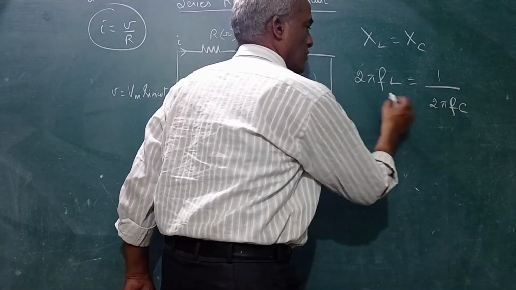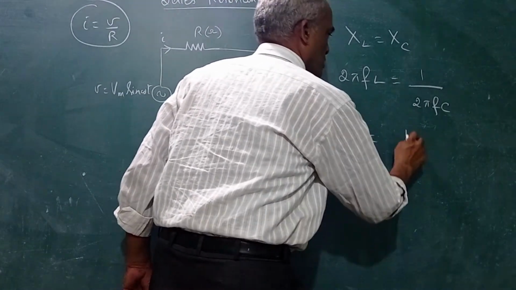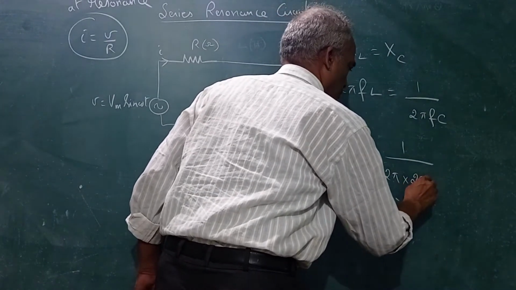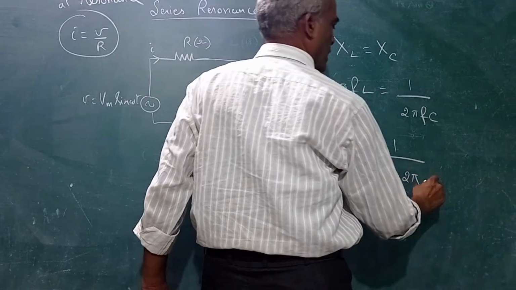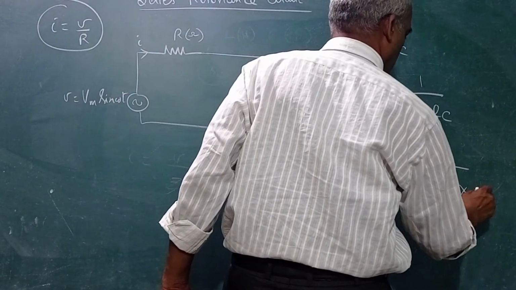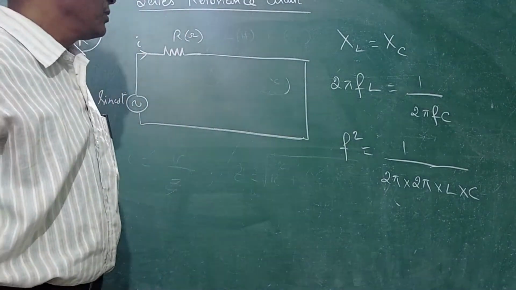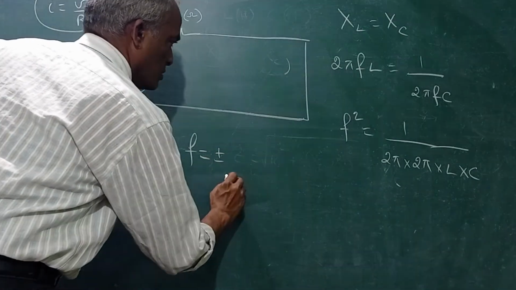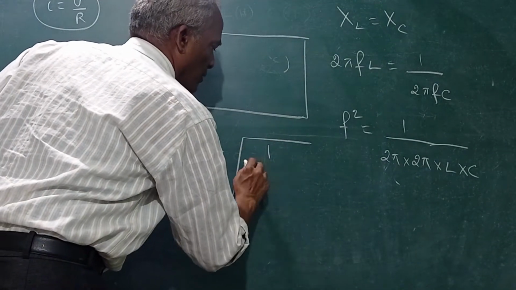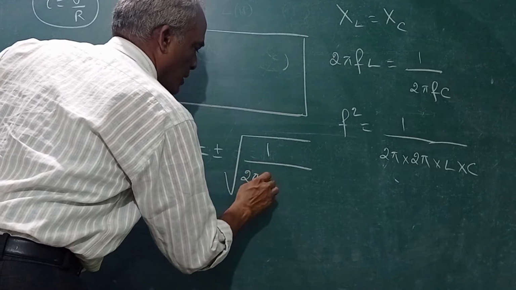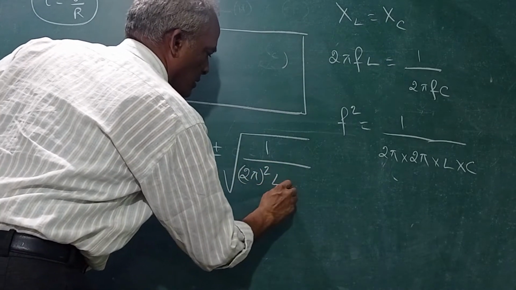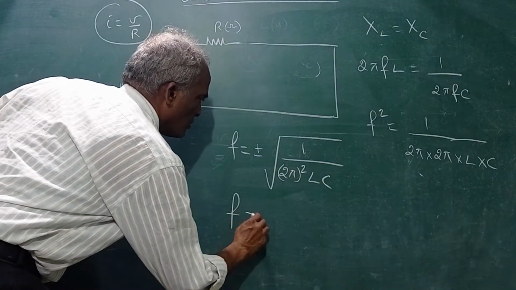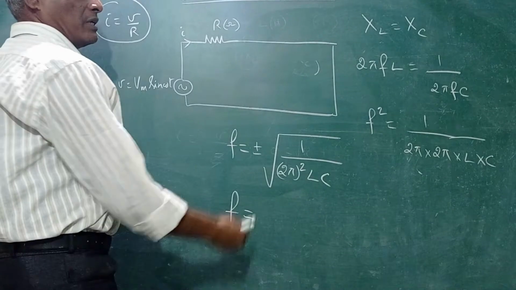So F into F is F square, which is equal to 1 by 2 pi the whole square, then L into C. Therefore, F is equal to plus or minus square root of 1 divided by the whole square of 2 pi, times LC. Forget about the minus sign, we will take the positive value.